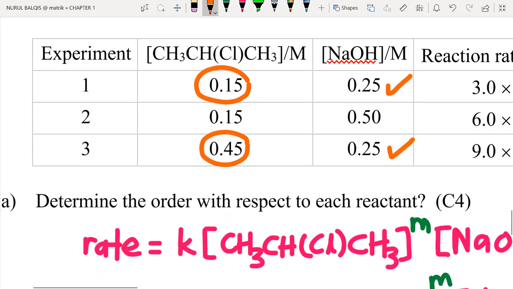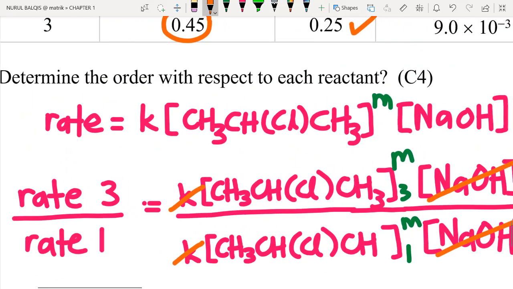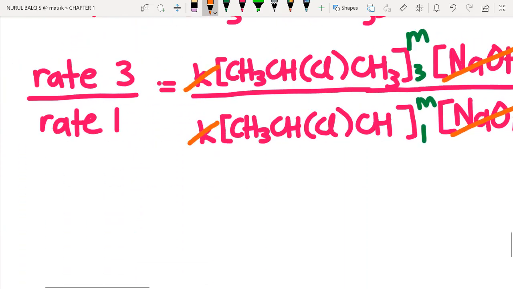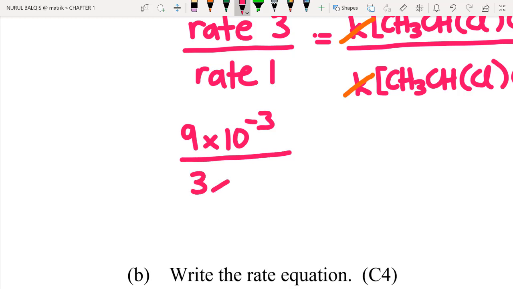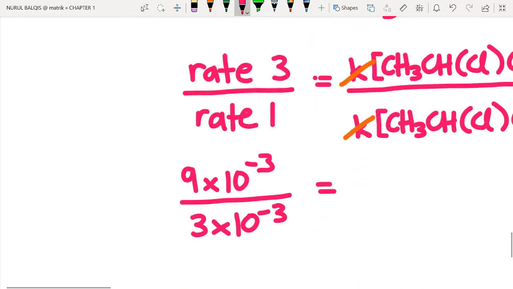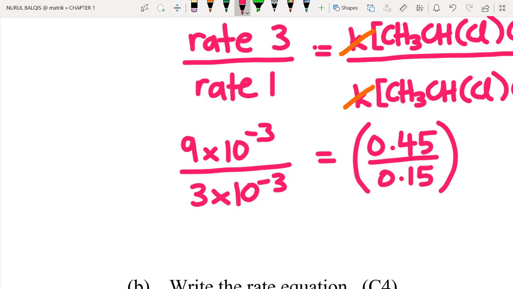Okay, so we're going to take this and substitute into the formula. Our rate 3 is 9 × 10 to the power of negative 3 and rate 1 is 3 × 10 to the power of negative 3. So simply substitute: 9 × 10^-3 divided by 3 × 10^-3, and our concentrations here are 0.45 over 0.15, and don't forget your order of reaction, which is M.